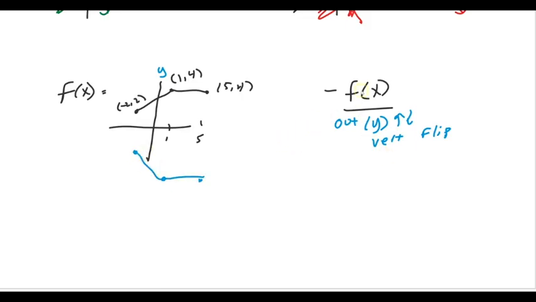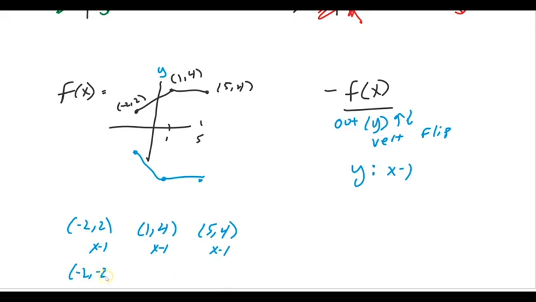Other way to do it, like I said earlier, you can actually just do the math on it. What's going on here is you're multiplying your function by negative 1. Another way to do this is just multiply all your y values by negative 1. If I multiply my y by negative 1, I get negative 2, negative 2, 1, negative 4, and 5, negative 4. If I graph that, negative 2, negative 2, 1, negative 4, 5, negative 4.